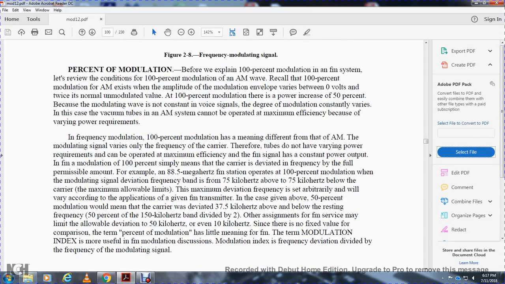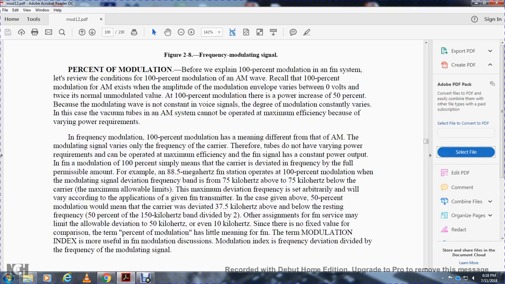In frequency modulation, 100% modulation is different from that of AM. The modulating signal varies the frequency of the carrier. Therefore, the tube does not have varying power requirements and can be operated with maximum efficiency for the FM signal with a constant power output. 100% modulation in FM simply means for the carrier to deviate in frequency by the full permissible amount.